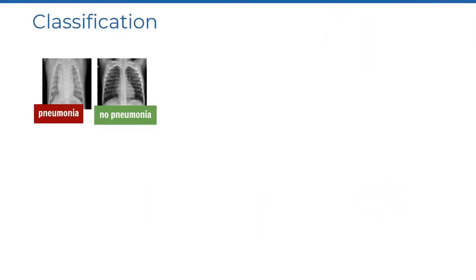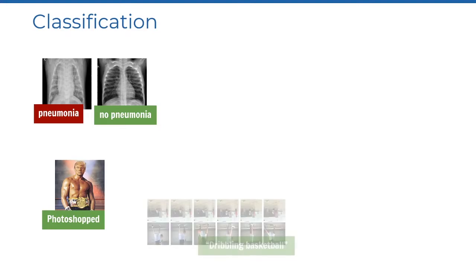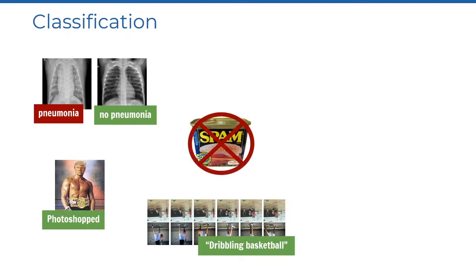Now, here are some examples of classification. So here we have two x-rays, and we want to try to predict whether this x-ray shows that the patient has pneumonia or not. Another example: is this image photoshopped or not? You can also do things with videos, like predicting the action in the video, for example, dribbling basketball. In natural language processing, you have a spam filter. Is this spam or not?